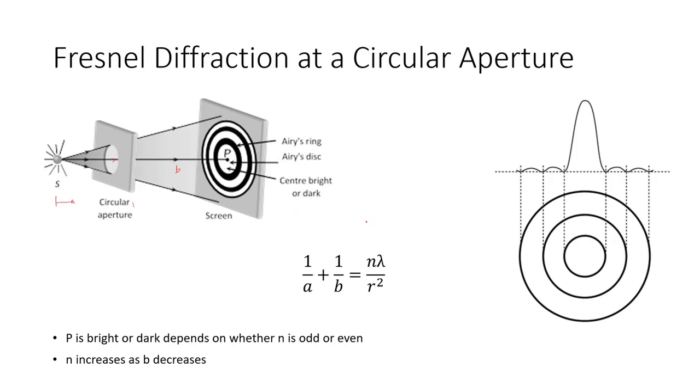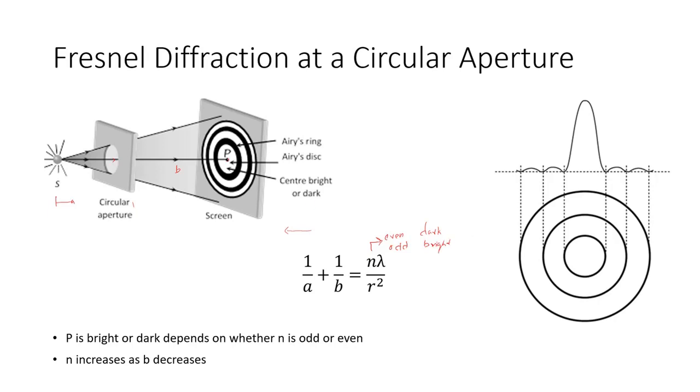And if you move this screen from infinity towards this point, at infinity you will only see a complete bright light here. As you move towards the aperture, you will see alternating light and dark bands appearing on the screen. And these alternating dark bands are due to the superposition of the half-wave zones. If two half-wave zones are superposed, that is when n is even, you will have a dark band at the center. If n is odd, you will have a bright band at the center.